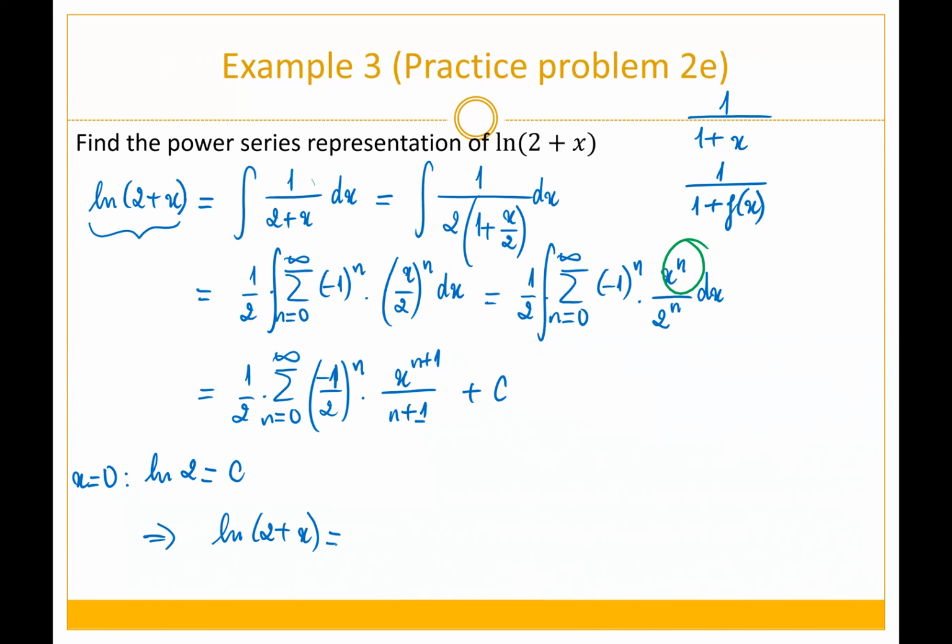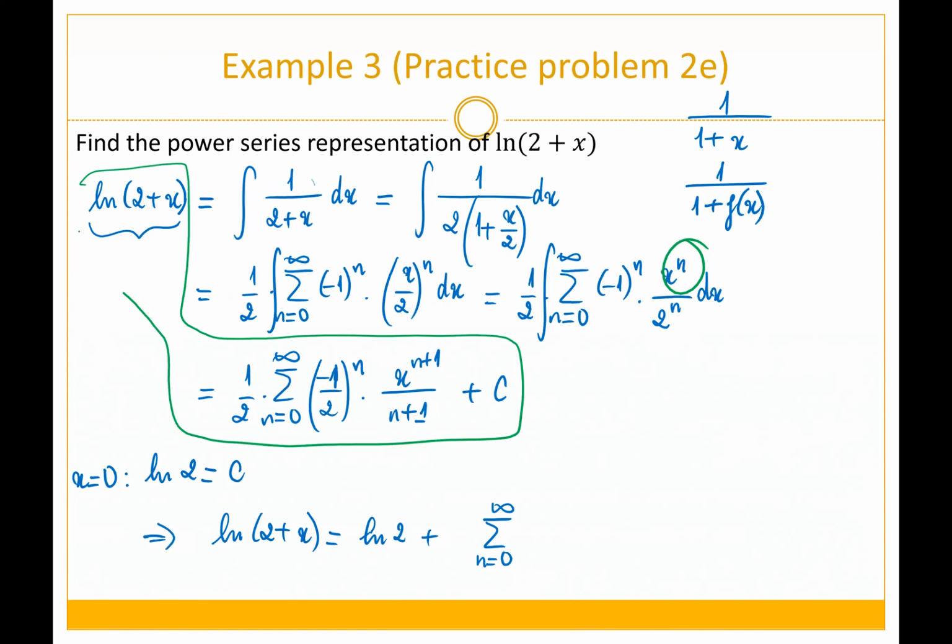And so the power series representation of ln of 2 plus x is going to be ln of 2 plus one half, the sum from n equals 0 to infinity. Where did ln come from? Oh, it's coming from here. Well, when you plug in x equal to 0, you have an equality, right? You have this equal to this entire series. So when you plug in x equal to 0, you're going to have the left-hand side of the equation equal to ln of 2. And when you plug in x equals 0 on the right, this part is equal to 0, and you only have c left.